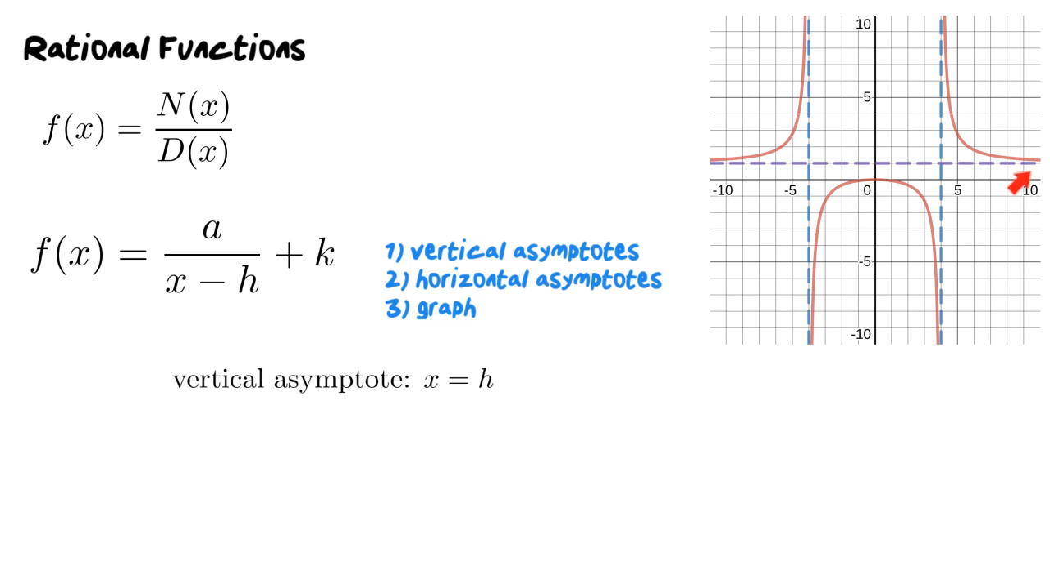So as x gets really, really big, what happens to the value of this function? Let's look at this function that we have here, our template, a over x minus h plus k. So x appears in the denominator of this fraction. As x gets really big, this denominator is going to get really big. You're subtracting h from it, but at some point x is going to be so big that subtracting a number from it won't make a difference. It's still going to be a big number.